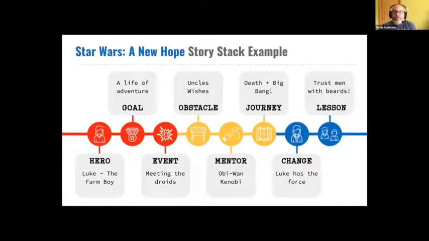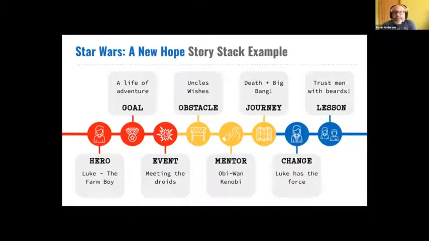So I'm going to talk you through each stage of that movie using the story stack. At the start of the film, we meet our hero, Luke, and when we meet him, he is a farm boy. In terms of his goal, the really clear thing is that he doesn't want to be a farm boy. He wants a life of adventure. He wants to travel off and see the world.